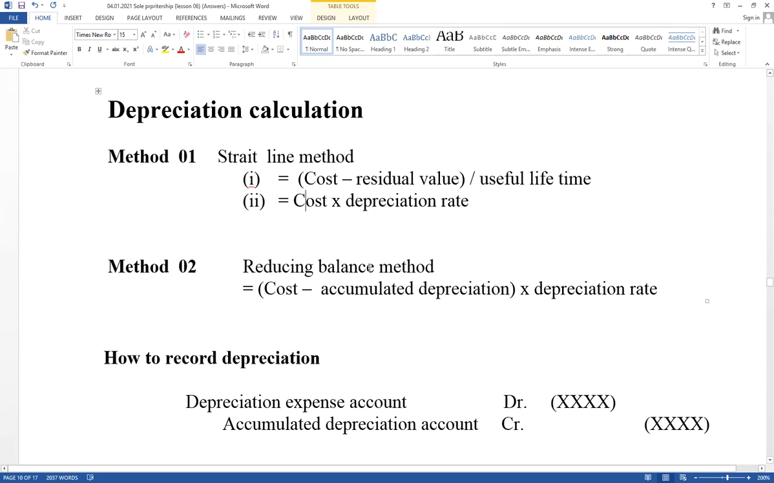Right, the reducing balance method I will discuss later. From the beginning, I am going to discuss straight line basis. Try to recognize how to calculate, how to record, and how to disclose on the financial statement.